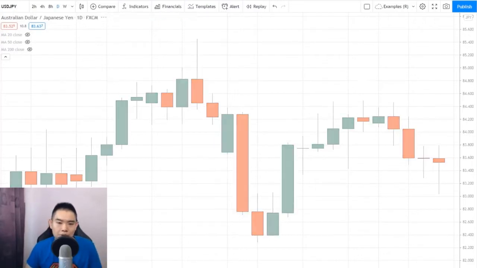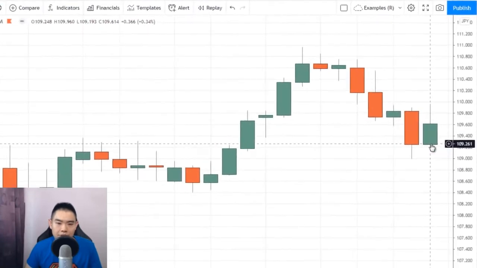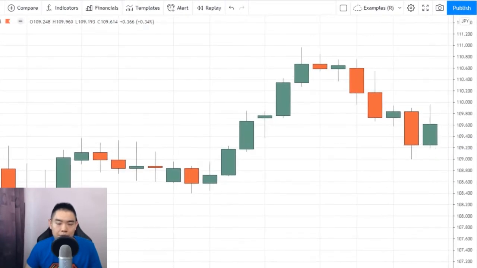How about the dollar against the Japanese yen? Now we have a green candle. Same thing. For this market, the opening price is 109.248. Where is the highest price point for the day? 109.96. Where is the lowest price point for the day? 109.193, over here. And where is the closing price for the day? 109.614. And along the way, you will probably see some candles where they are missing a body.